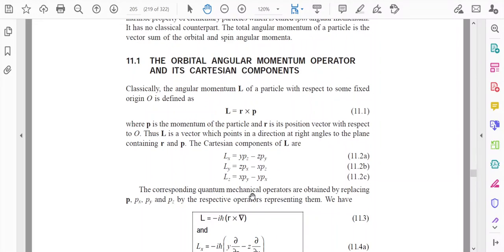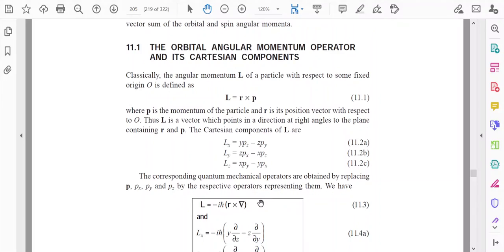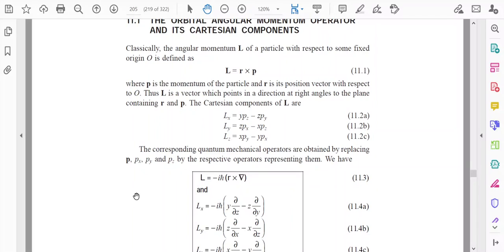The corresponding quantum mechanical operators are obtained by replacing the vector p and px, py, pz by their respective operators. We have already read about the operator representation for momentum. For example, px, the momentum operator, is minus i h-bar del by del x. Suppose we take Lx, equal to y pz minus z py. How do we represent Lx in operator notation? The first term is y pz, so we write y.